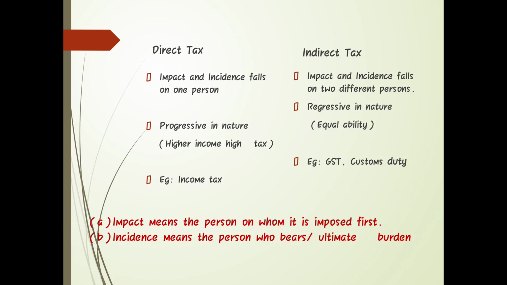The direct tax is progressive in nature. It means whoever has the higher income needs to pay a high rate of tax. But at the same time, indirect tax is regressive in nature. Irrespective of the income, being rich or poor, they need to pay the same amount of tax. But the payment of indirect tax is not known directly to the person who is paying it. Then we have the examples: income tax, and GST and customs duty.